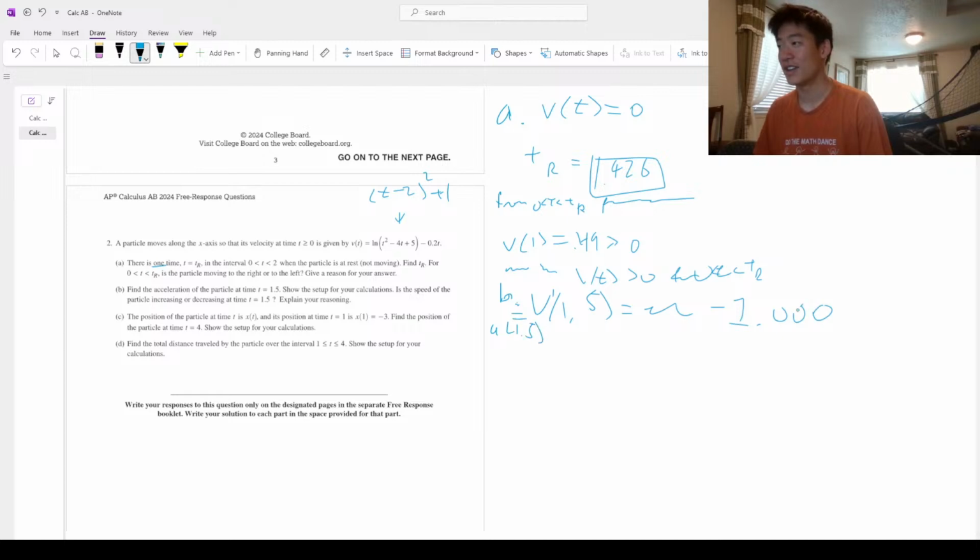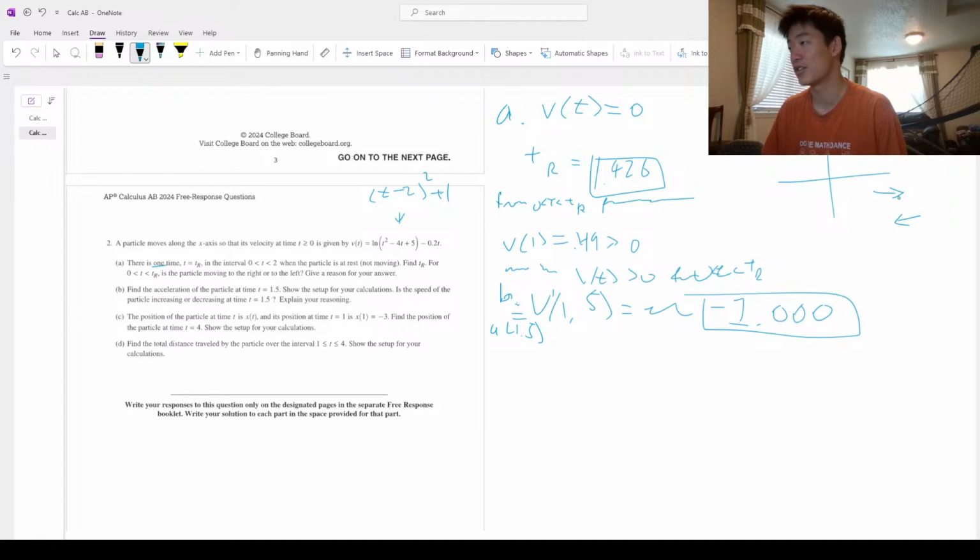That is actually so funny that it's -1.000. But okay. Now, is the speed increasing or decreasing? The logic here is, if you're going this way and the acceleration is pushing this way, you're slowing down. And if you're going this way and the acceleration is pushing this way, you're also slowing down. So if they're pointing in opposite directions, you're slowing down.